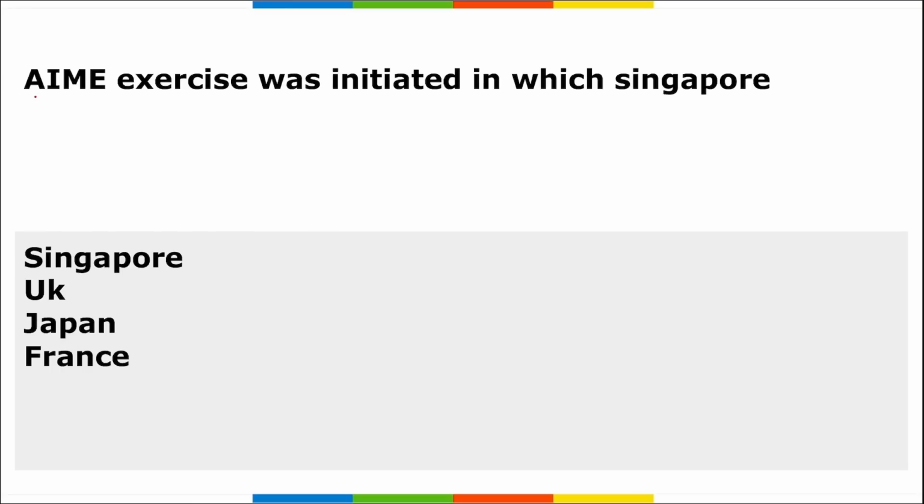Next is AIME. This is an exercise that was initiated in which country? Singapore, but the answer is given here. So remember this AIME. This exercise was conducted in Singapore, right? This is the first ASEAN-India maritime exercise, right? It was held in Changi Naval Base in Singapore. Correct? Next thing, remember, through this exercise, the navies from ASEAN and the Indian Navy will conduct joint drills.